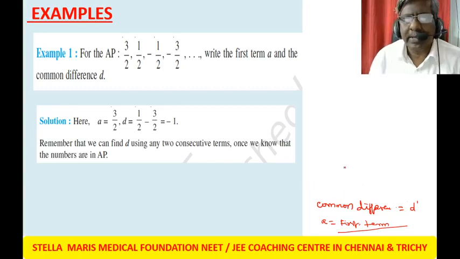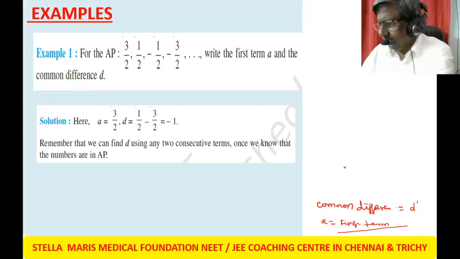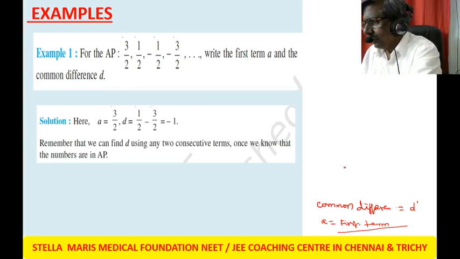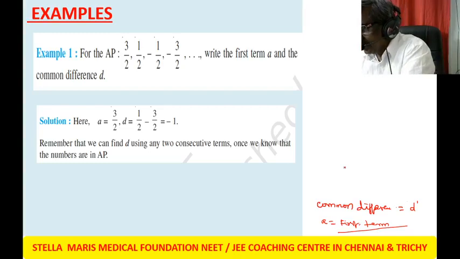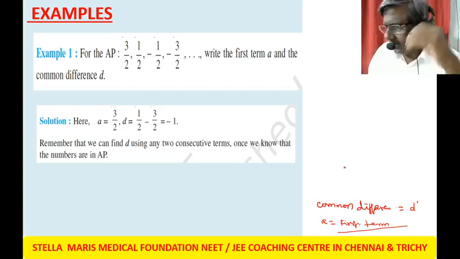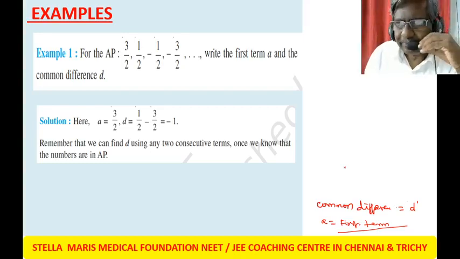Now we take up the example. You are going advanced, no? A plus n minus 1 into D. That's also good.